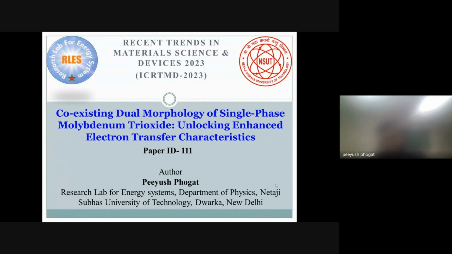Hello everyone, myself Piyush Fogart from Netaji Subhash University of Technology, Department of Physics, Dwarka, New Delhi, and I will be presenting on coexisting dual morphology of single-phase molybdenum trioxide, unlocking the enhanced electron transfer characteristics.